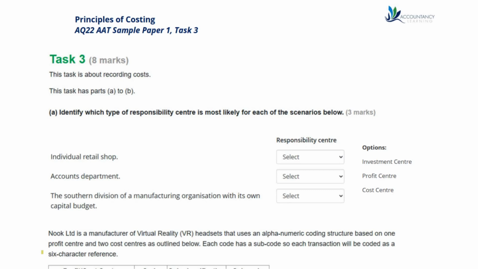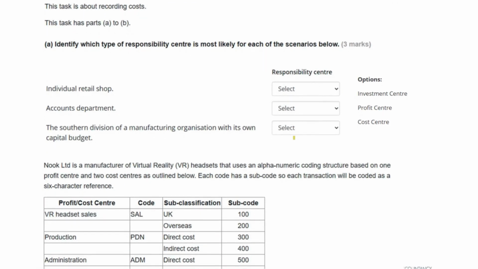I'm Sarah, and in this video I'll take you through the AAT Principles of Costing Sample Paper 1 Task 3. So Task 3 is all about recording costs. In Part A, we're asked to identify which type of responsibility centre is most likely for each of the scenarios below. And we've got three there: individual retail shop, accounts department, and the southern division of a manufacturing organisation with its own capital budget. The options we've got to choose from in our drop down are investment centre, profit centre, and cost centre. So we need to match these up.